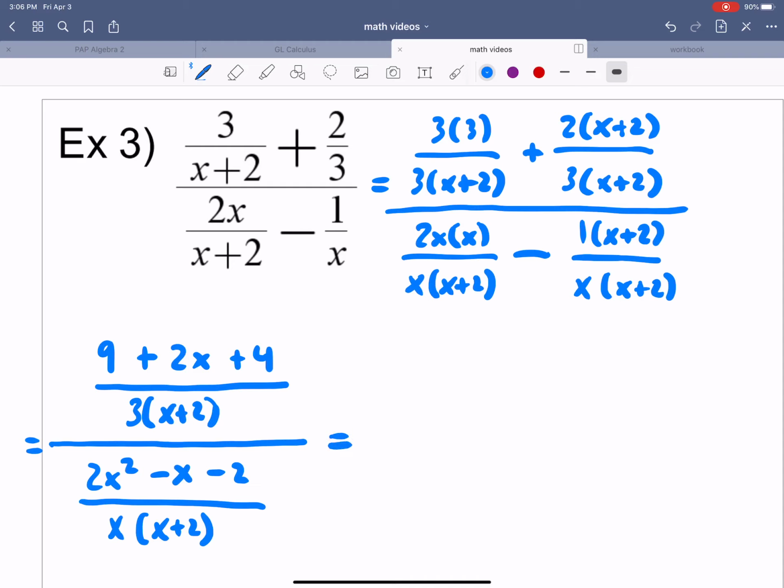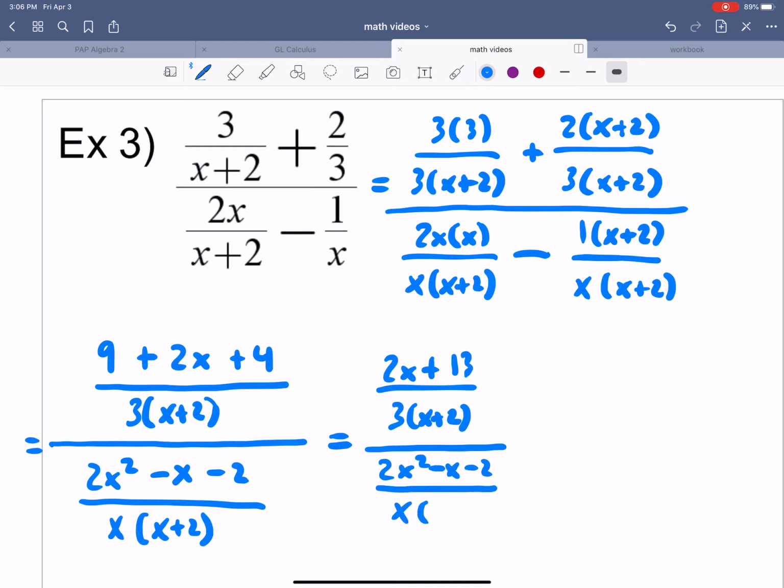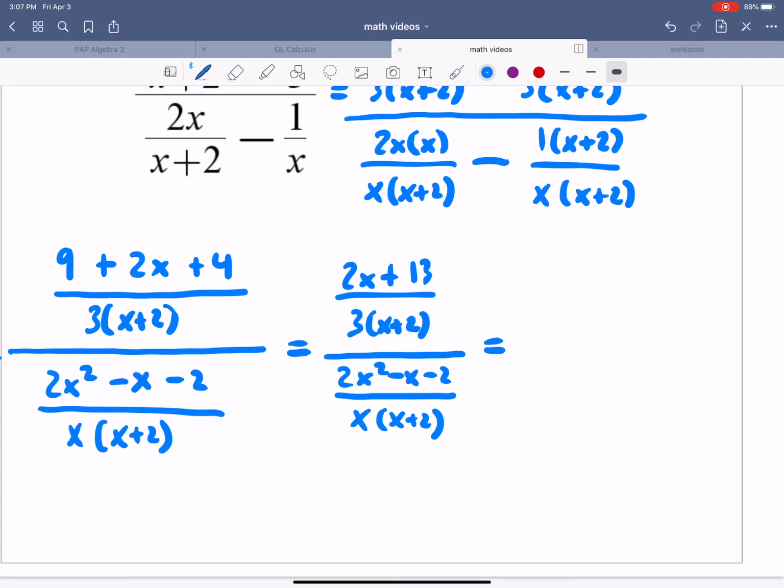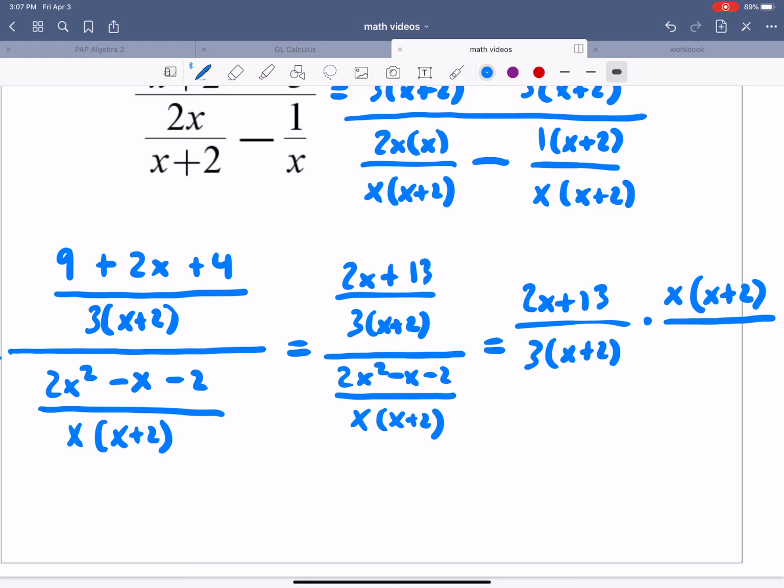So now let's clean this up a step further. So the top becomes 2x plus 13 all over 3 times x plus 2. The bottom becomes, no change on the bottom, 2x squared minus x minus 2 all over x times x plus 2. So now, next step is to take the fraction on the top, 2x plus 13 all over 3 times x plus 2, and multiply it by the reciprocal of the fraction on the bottom, x times x plus 2 all over 2x squared minus x minus 2.